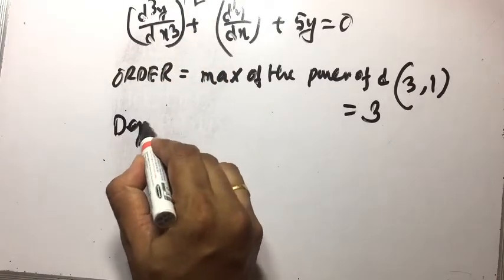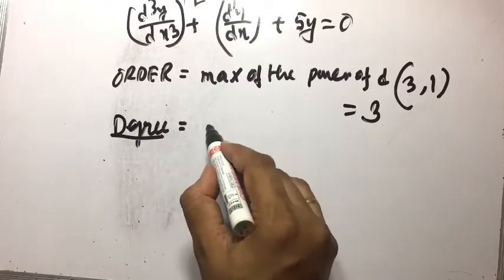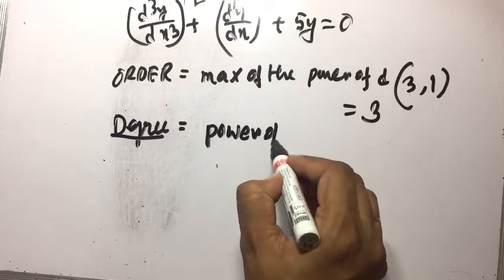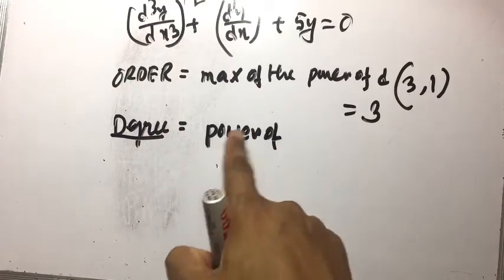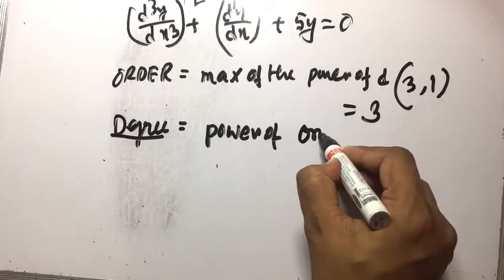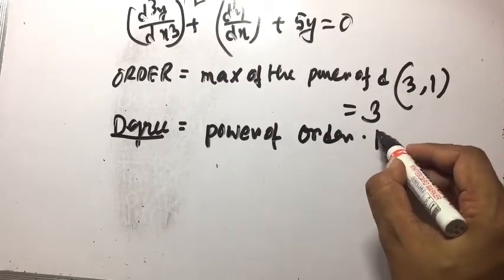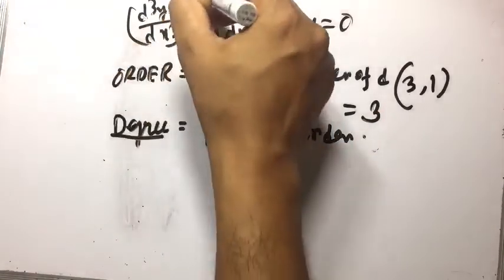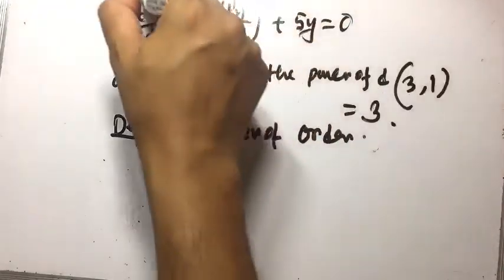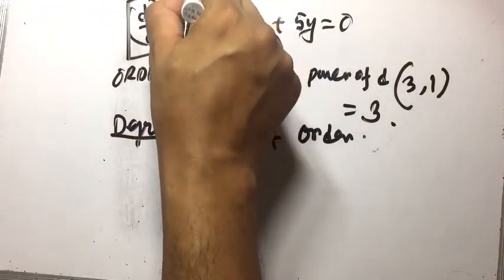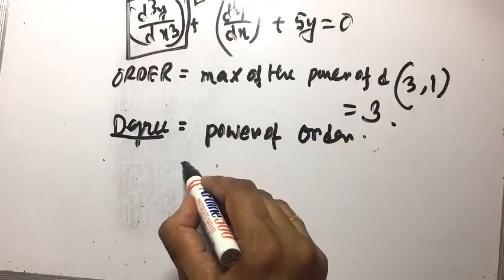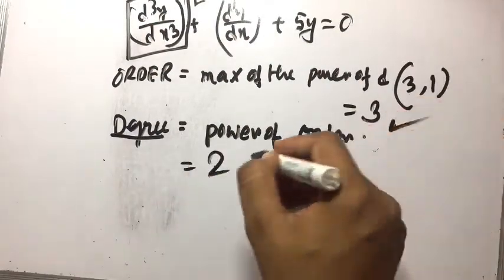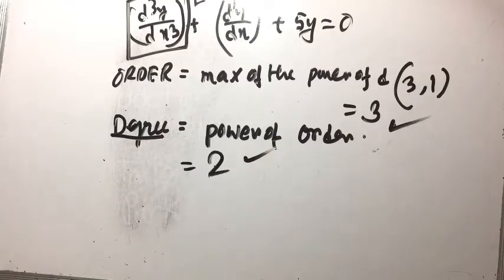And degree: when you get the order, we can easily get the power. Degree is the power of the order of the differential equation. So power of the order means here the order is 3 and the power is 2. So degree is the power of the order, that is equal to 2. So order equal to 3 and degree equal to 2. So we can easily find out the order and degree involved in any equation.